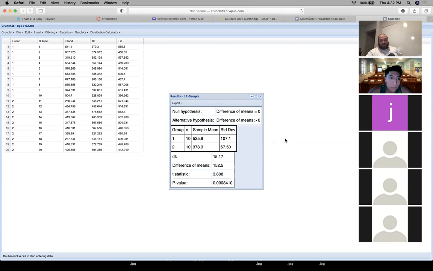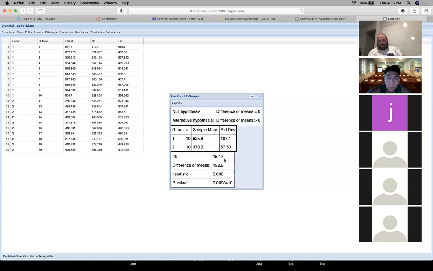Group 1 has 10 people. Group 2 has 10 people. The sample mean for group 1 is 525.8. Sample mean for group 2 is 373.3. The standard deviations are given there as well. The degrees of freedom is 15.17. We'll have to see why that's the case.